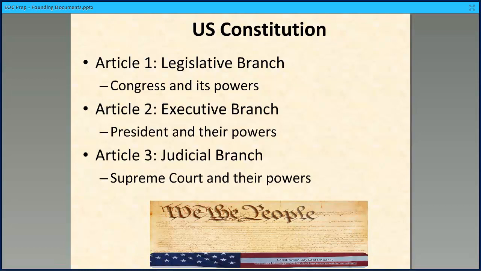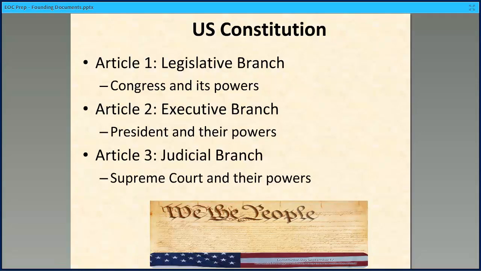Article 3 is the judicial branch. This one is a little bit shorter than the others. The Supreme Court gets its power here, and it is set up there, but it doesn't give the court a whole lot of specific powers. So this article is actually a little bit shorter than some of the other ones.